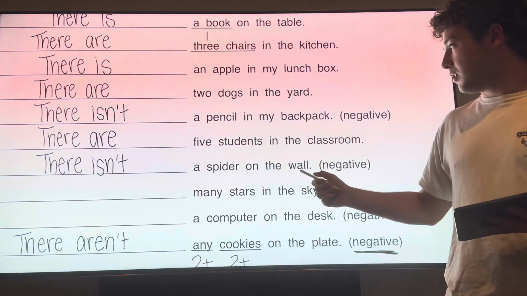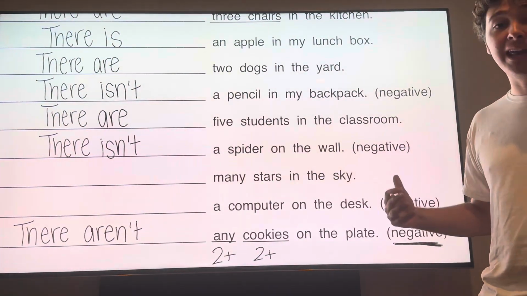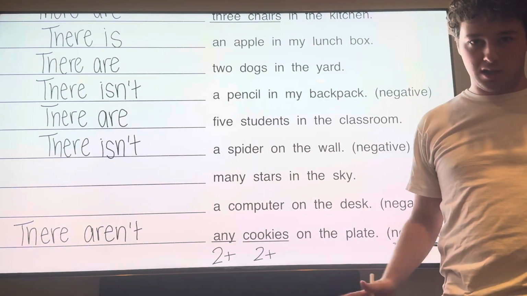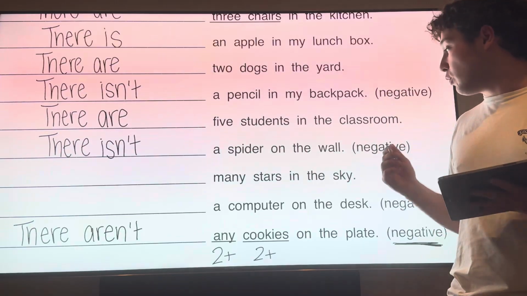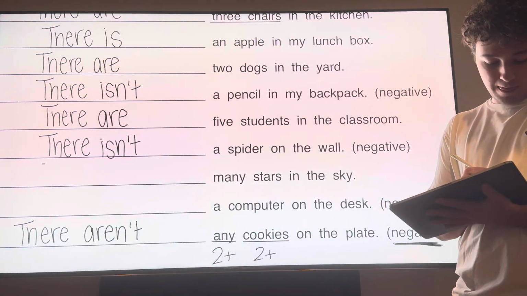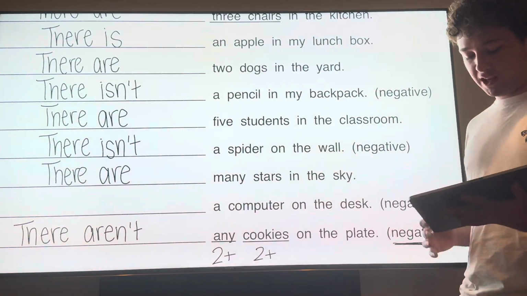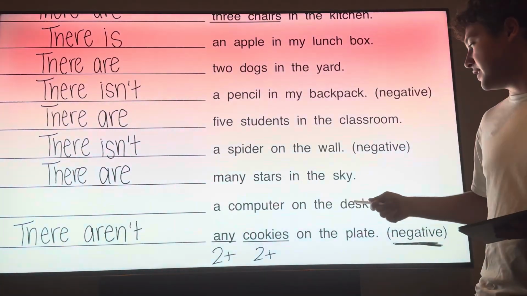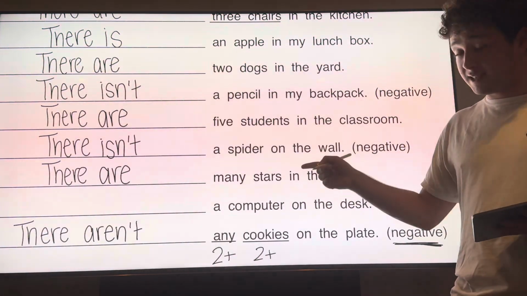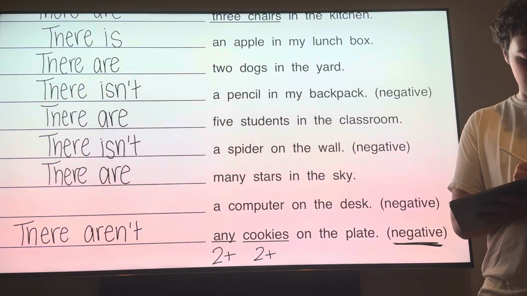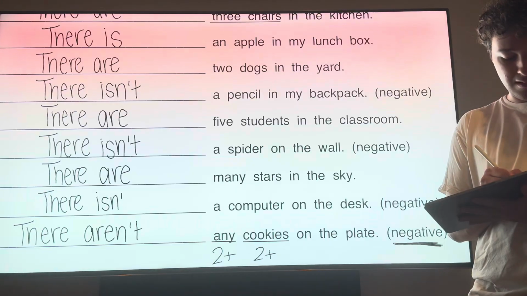Number 6. Excuse me, not number 6, number 8. Many stars in the sky. Many. Many means a lot. So many. And so because that's more than one, of course, that would be there are. And finally, number 9, a computer on the desk. A computer. That's only one, so it would be isn't because it's negative. So it would be there isn't. Okay.